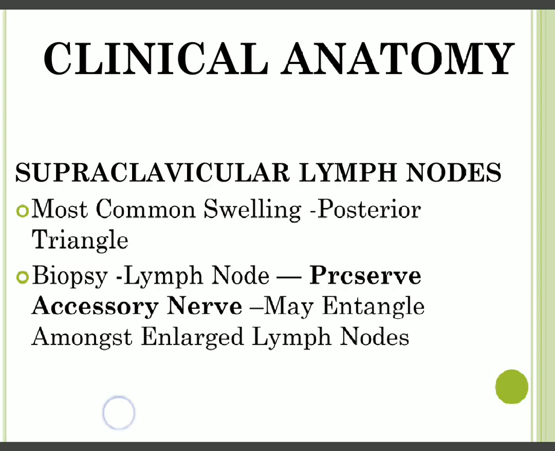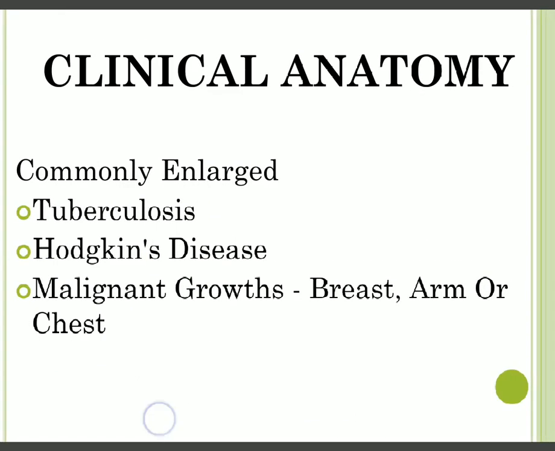Always care must be taken to not injure the spinal accessory nerve, as this nerve may get entangled amongst these enlarged lymph nodes. Lymph nodes are commonly enlarged in different conditions like tuberculosis, Hodgkin's disease, and malignant growths. Hodgkin's is also a type of lymphoma only. And malignant growths from the breast, arm, and the chest may also lead to swelling of the supraclavicular nodes.